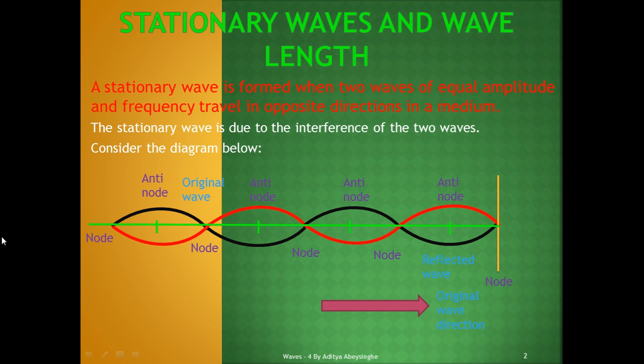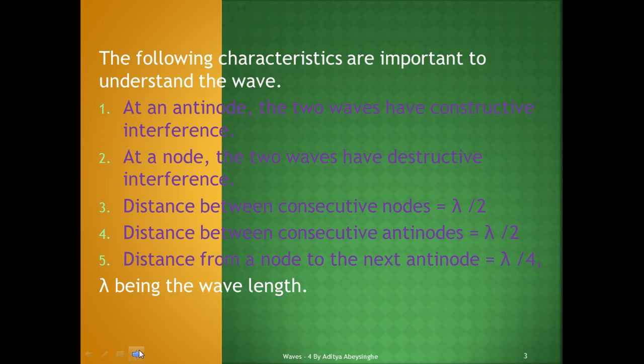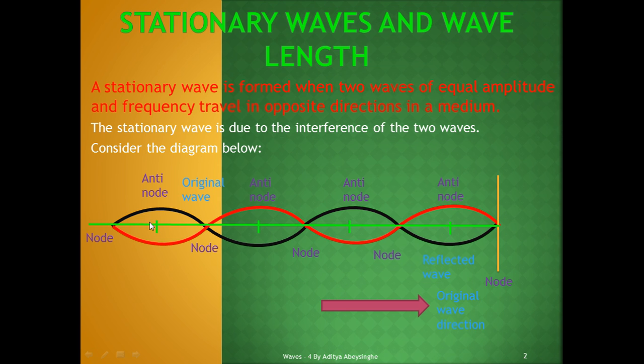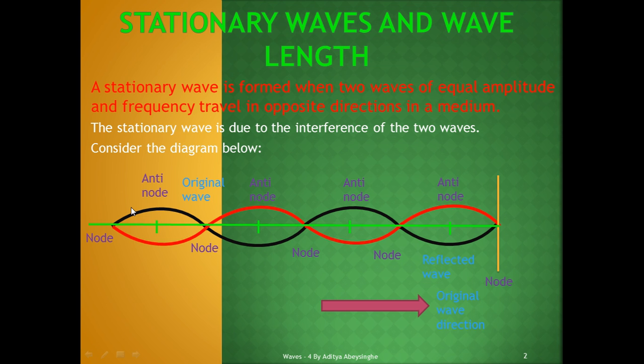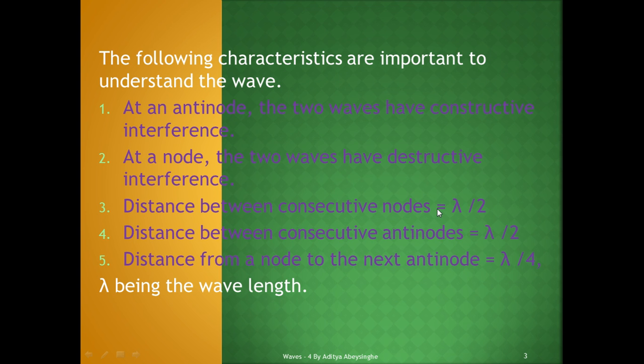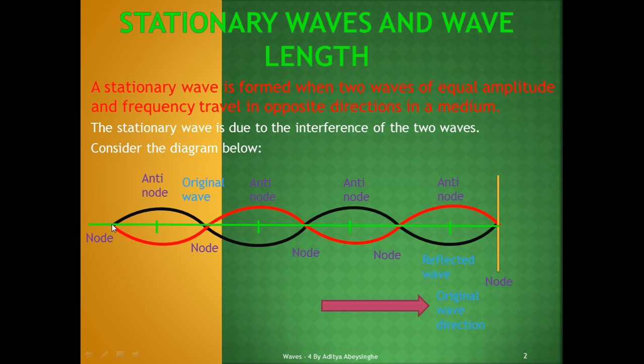I also explained some characteristics of the stationary wave. At the antinode, the two waves have constructive interference, because at constructive interference you add up the amplitudes, and at a node the two waves have destructive interference. As a result of destructive interference you have zero displacement here. The distance between consecutive nodes, or consecutive antinodes, is lambda by 2, lambda being the wavelength, so it's half the wavelength.